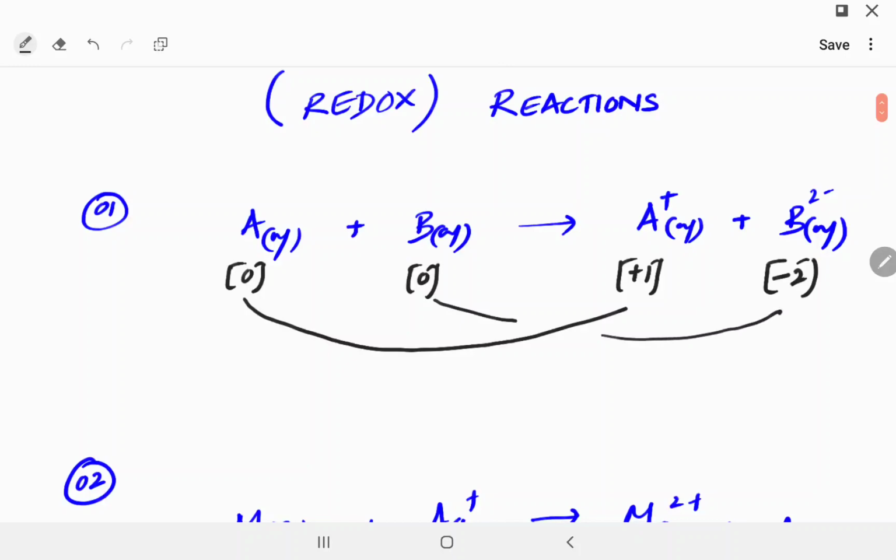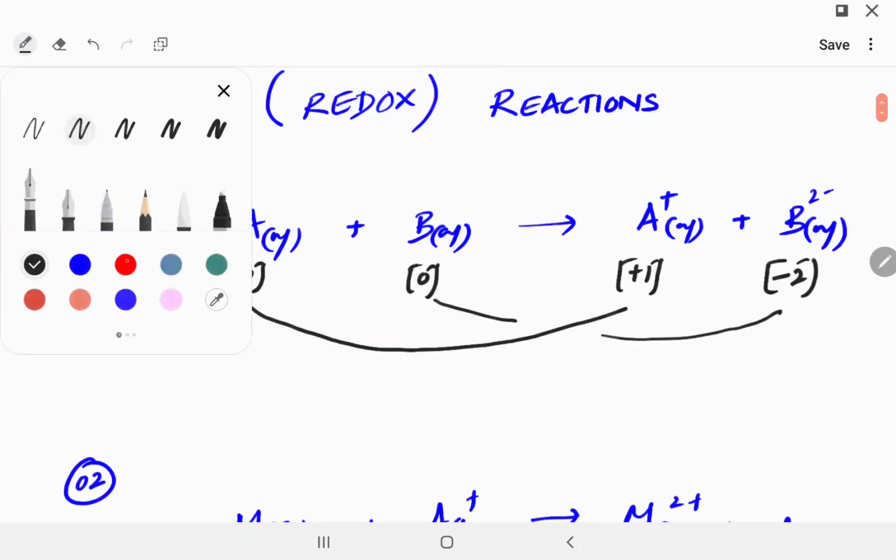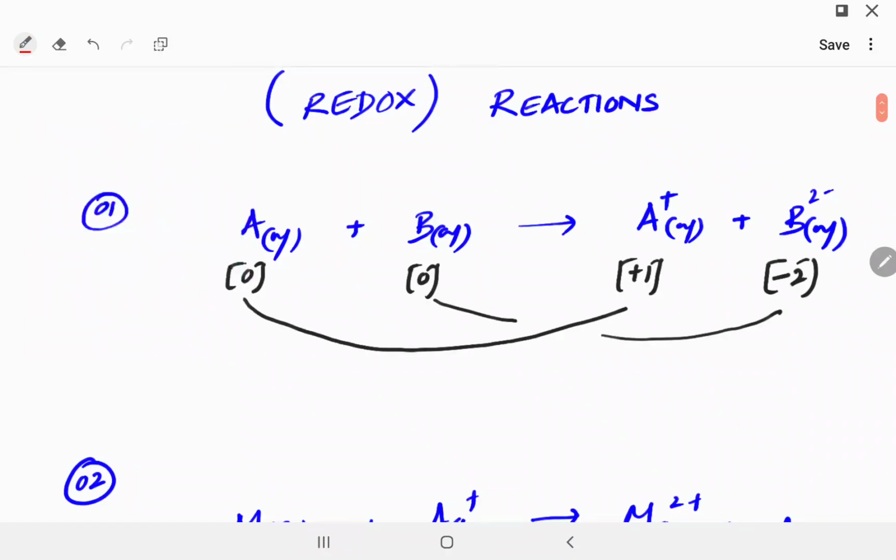For A, during this reaction, the oxidation number has increased, right? So therefore, A has been oxidized. Why? Because during oxidation, the oxidation number is increased. For B, the oxidation number is decreased, which means it is reduction, because during reduction, the oxidation number is decreased. So now you have identified the oxidation and reduction.